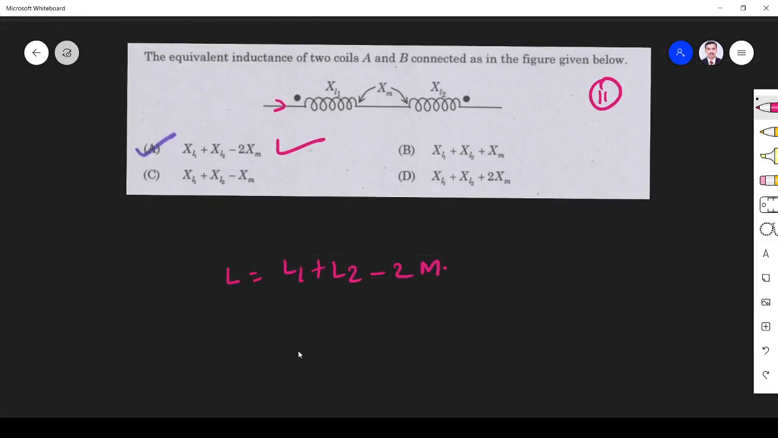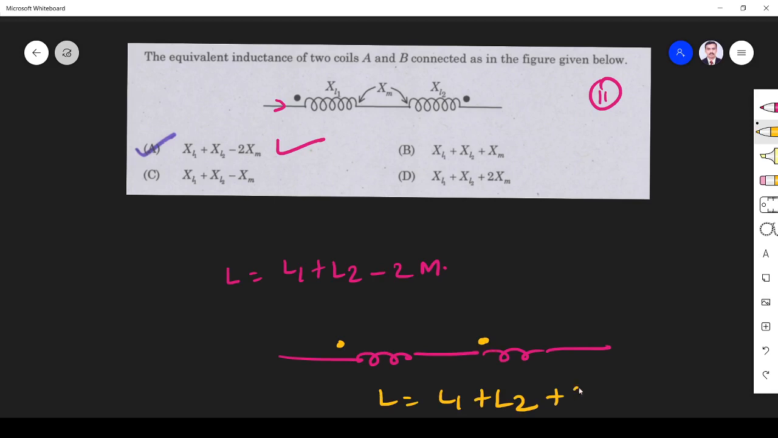Okay. Suppose if current goes like this, if the dots are placed at this location, then L is equal to L1 plus L2 plus 2M, since current enters both inductors at the same point. Right. I call this series aiding. This is series opposing. Instead of L, they have written XL1, XL2. So it is XL1 plus XL2 minus 2M, mutual inductance. So here minus 2XM. So option A is the right answer.